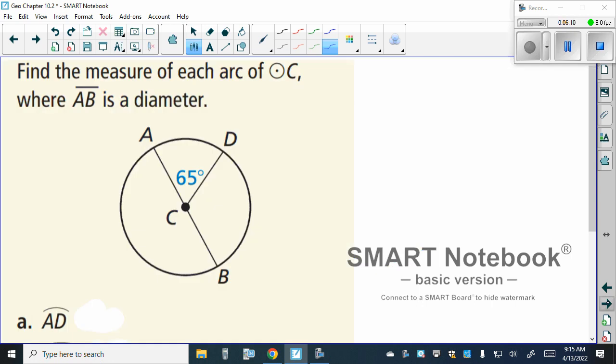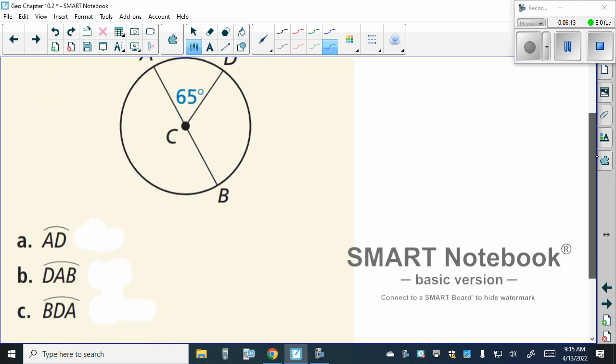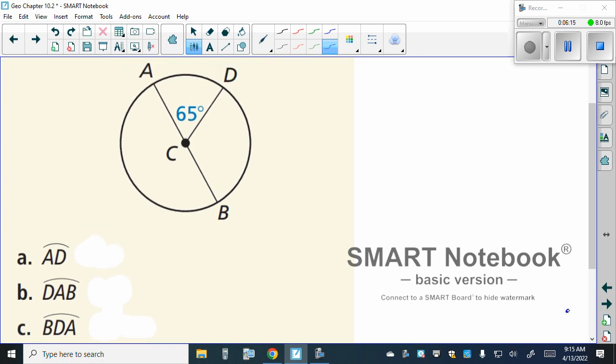We're told that AB is the diameter, and we want to find the measures of arc AD, arc BAD, and arc DBA. So AD would be DAB, DAB.